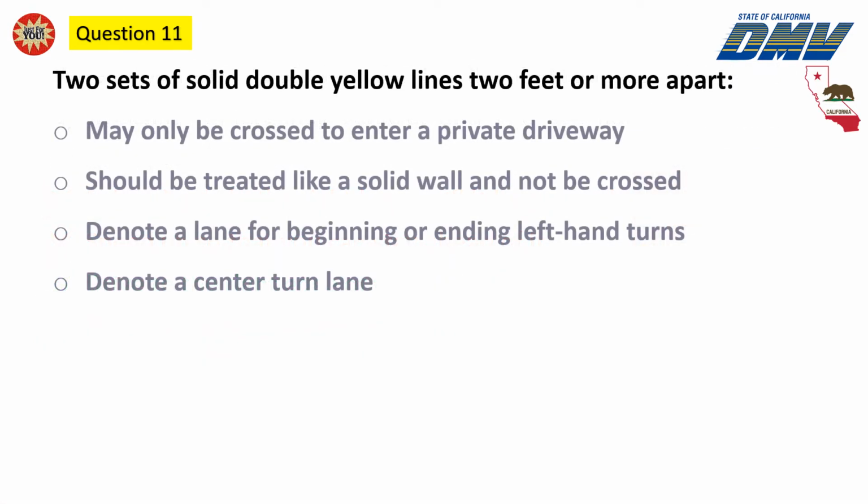Question 11. Two sets of solid double yellow lines 2 feet or more apart may only be crossed to enter a private driveway. Should be treated like a solid wall and not be crossed. Denote a lane for beginning or ending left-hand turns. Denote a center turn lane.